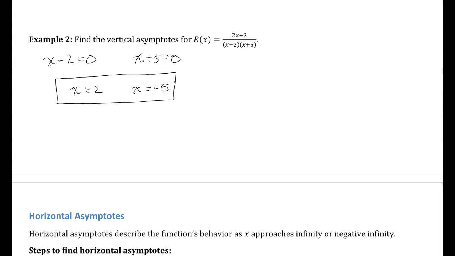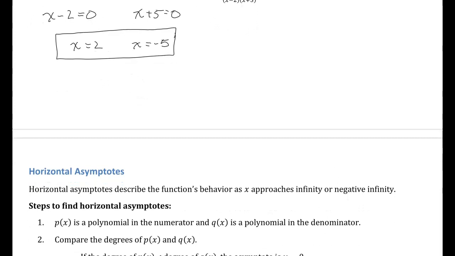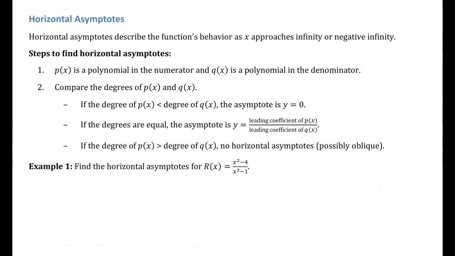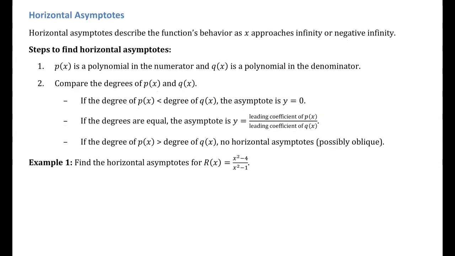Okay, and in some other examples, we'll take a look at what it looks like if factors actually do cancel out. All right, moving on to horizontal asymptotes. Okay, so the horizontal asymptotes describe the function's behavior as x approaches infinity or negative infinity. So here's how we're going to find horizontal asymptotes. We're going to have p of x is the polynomial in the numerator, and q of x is the polynomial in the denominator. And so what we want to do is compare the degree of the numerator to the degree of the denominator.